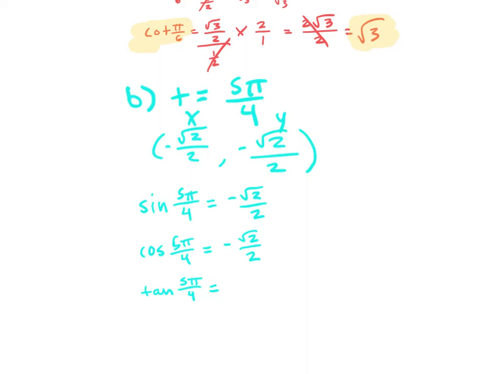Y over x. So this would be negative square root 2 over 2 over negative square root 2 over 2. So we keep the numerator, change the multiplication, flip the denominator. So we multiply, we get negative 2 square root 2 over negative 2 square root 2. What happens here? It's just 1.